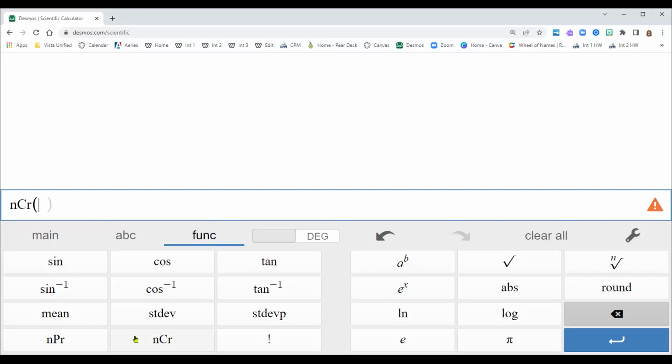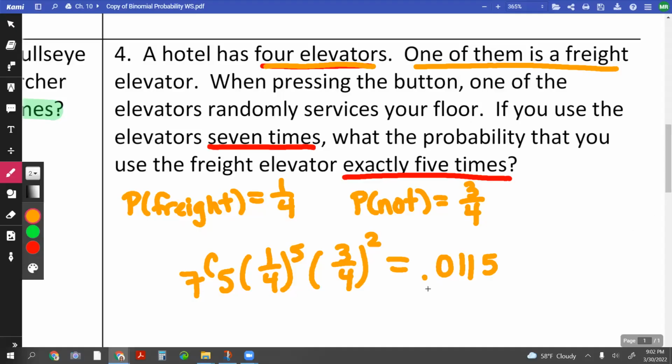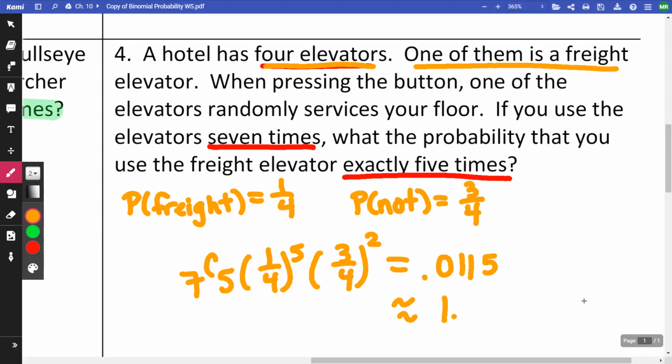So I'm going to be doing 7 choose 5 times 1/4 to the power 5 times 3/4 to the power 2. And so we get 0.0115. So that is 0.0115, which is about 1.15%.